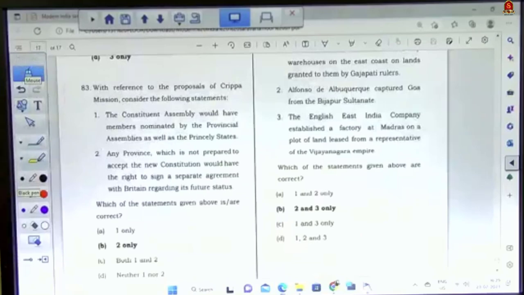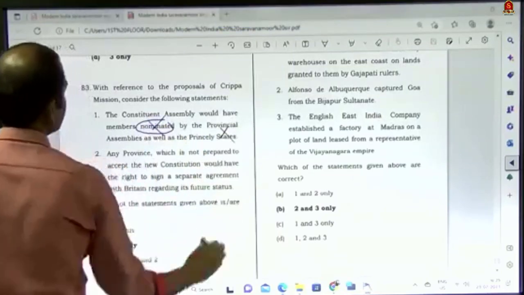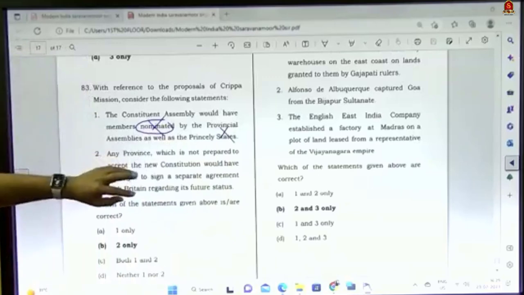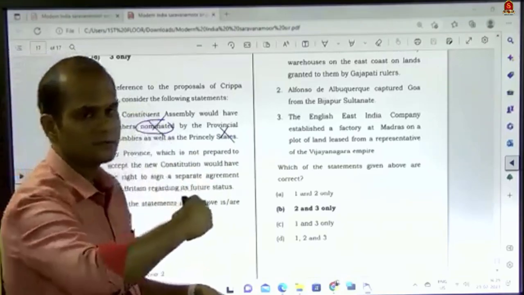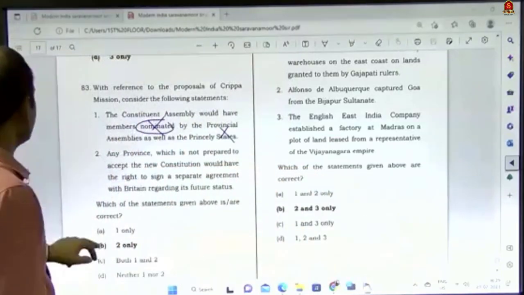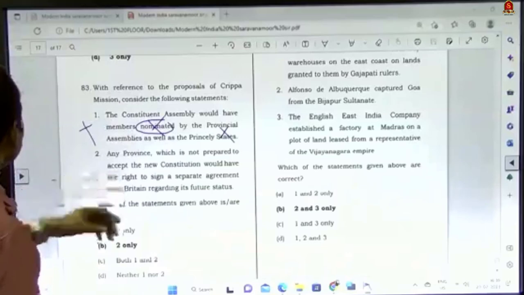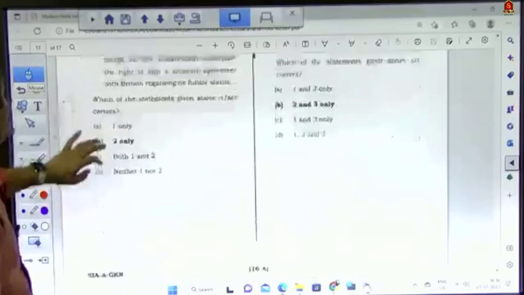83. With reference to Cripps proposal, Constituent Assembly would have members nominated by Provincial Assembly. It is wrong. Elected. In that sense, it is wrong. Provincial Assembly would send, as well as Princely State also. Actually, Princely State would nominate. Provincial Legislative Assembly would elect. It's like a Rajya Sabha election. Thus, one answer wrong. Second, any province not prepared to accept the constitution would have the right to sign a separate agreement with Britain regarding future status. And actually, this is the indirect provision of setting up a separate country.